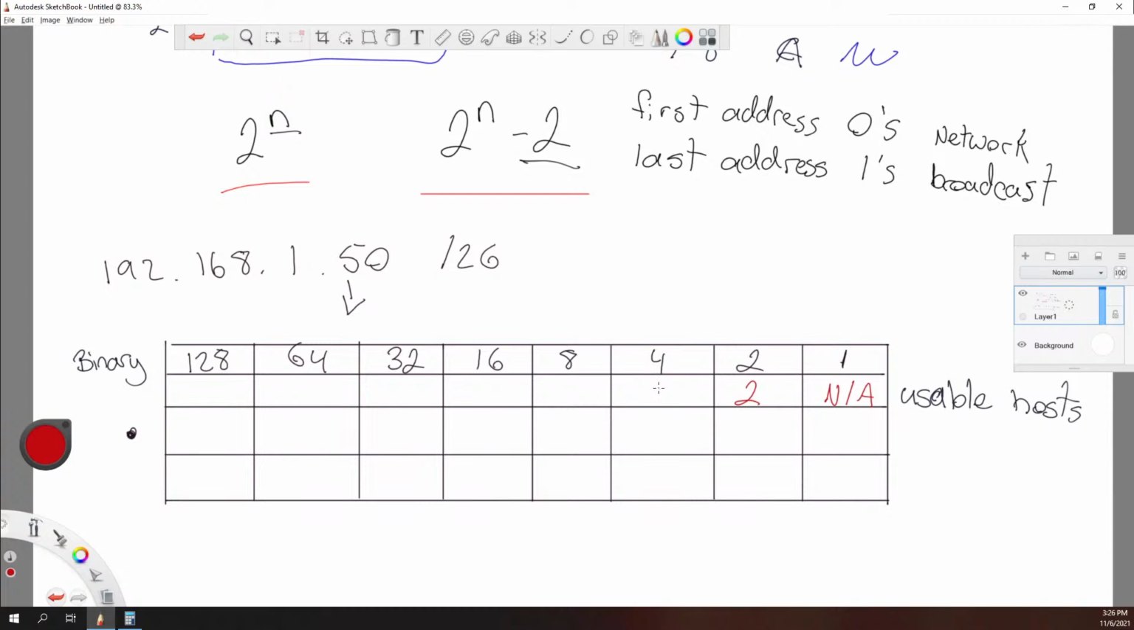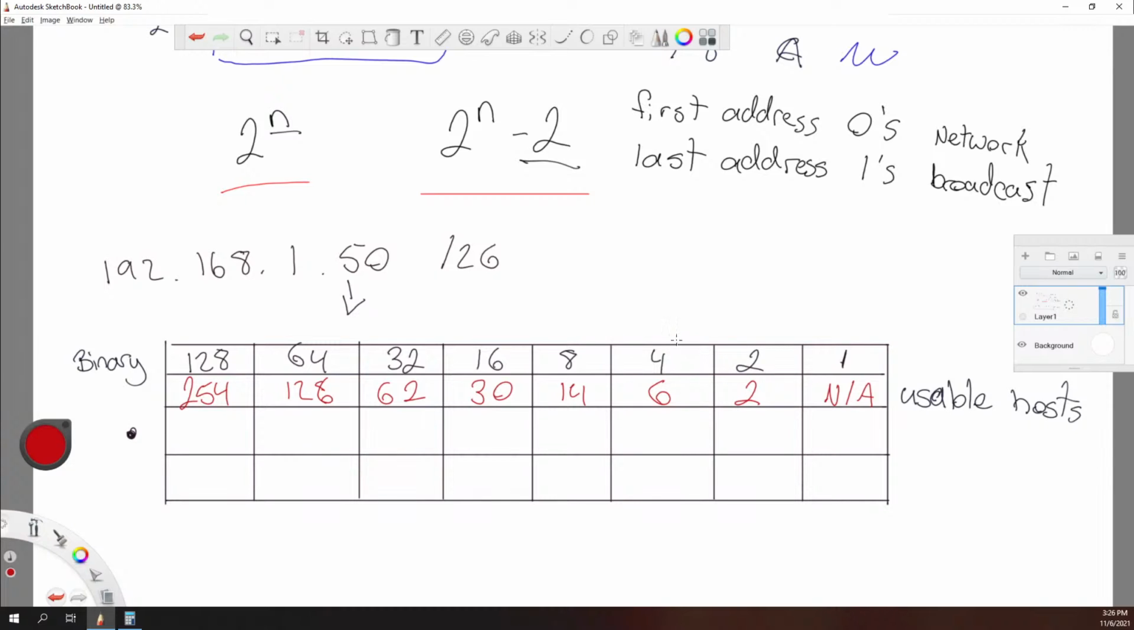And then we do the next one. Well, what's 2 to the 4 minus 2? Well, 2 to the 4 minus 2 is going to be 6. And then after that, we're going to have 14. And then after that, we're going to have 30 and 62 and 126. And then our last one is going to be 254 for our usable.